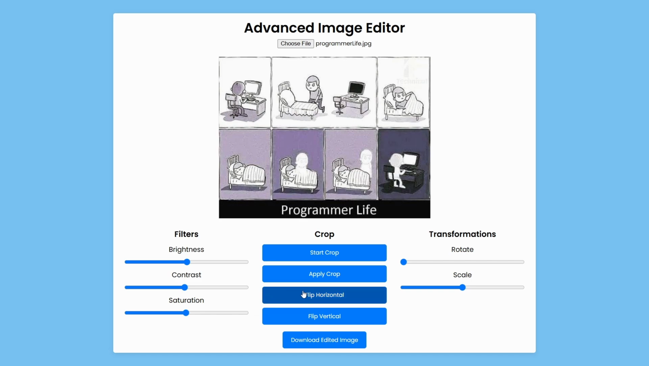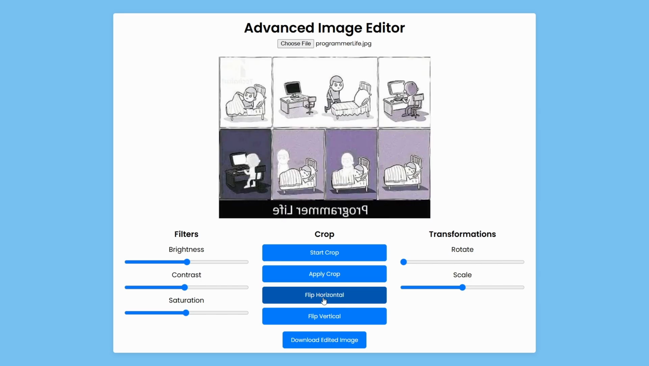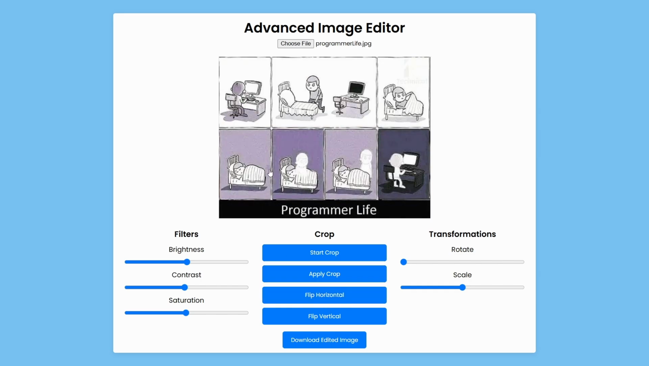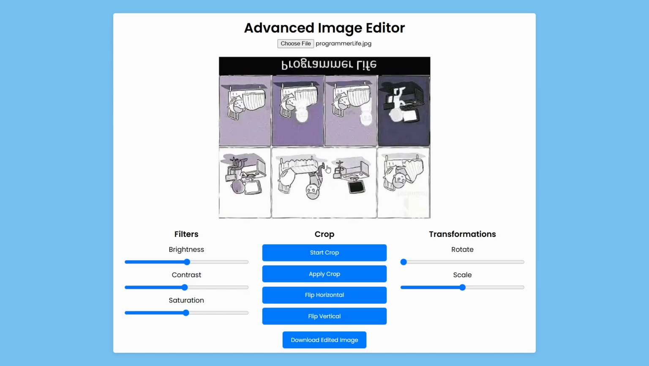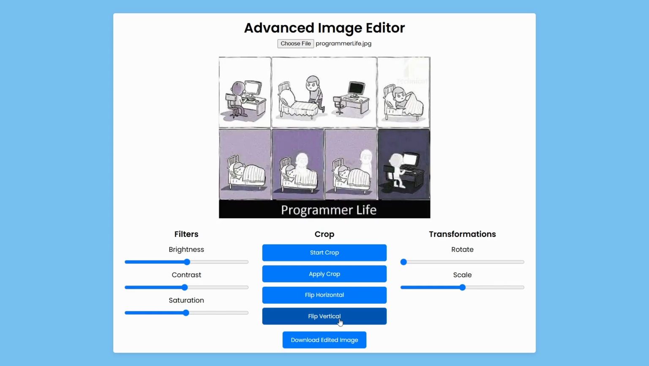And next to this, we have options to flip the image from its current state to horizontal. If I click, it will flip the image horizontally. If I click again, it will return to the normal state. And below we have another option. If I click, the tool will flip the image from normal state to vertical. And again I can flip it.